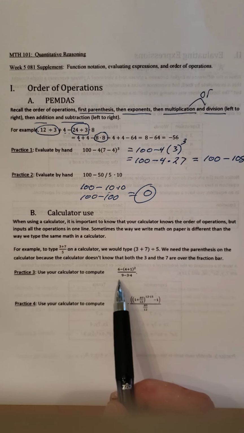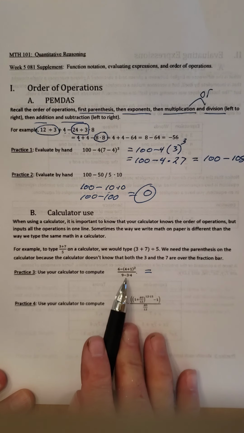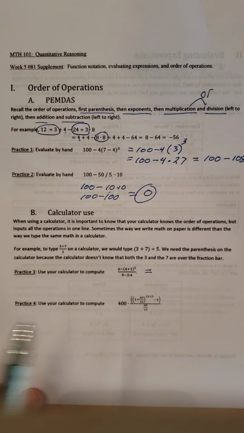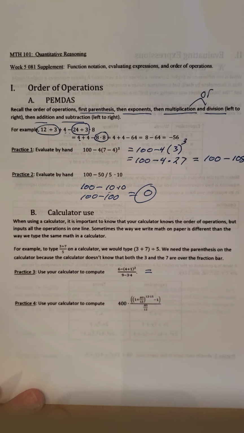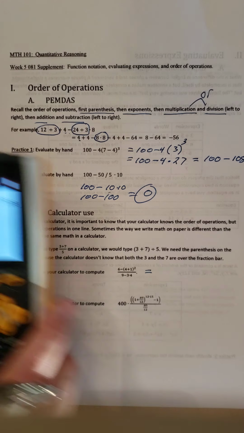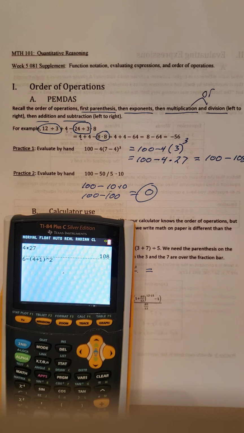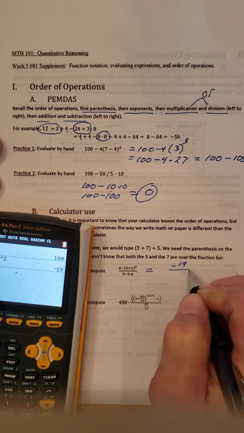Okay? So if we look at this, use your calculator to compute this. All right? So what am I going to do first here? I'm just going to type in the top. So I'm going to type 6 minus parenthesis 4 plus 1 parenthesis squared. So you can kind of see what I typed here. Okay, that's just the top. And I'm going to get a negative 19.